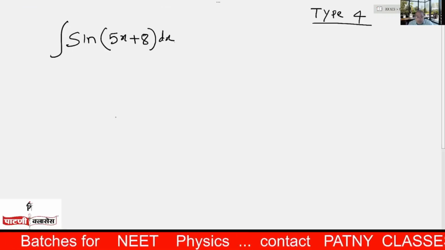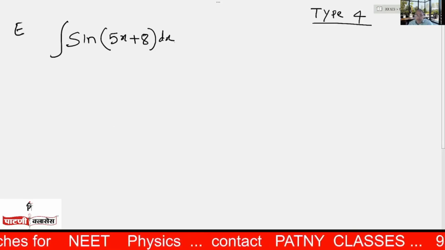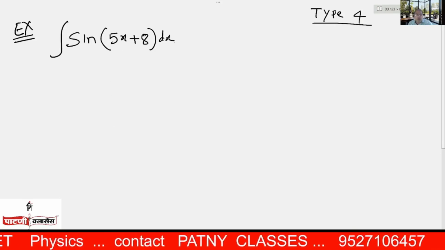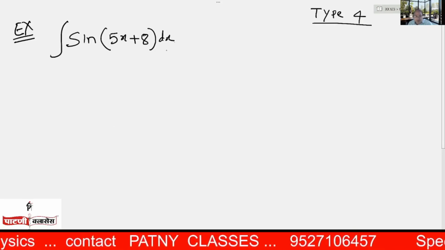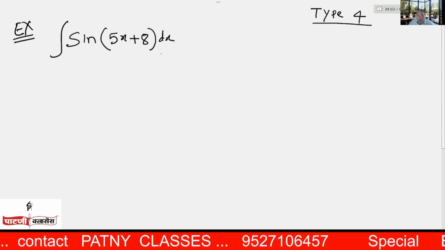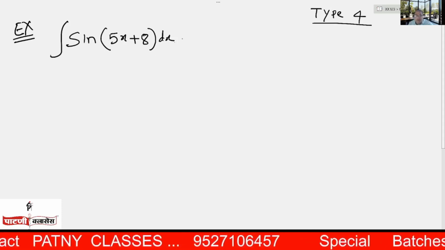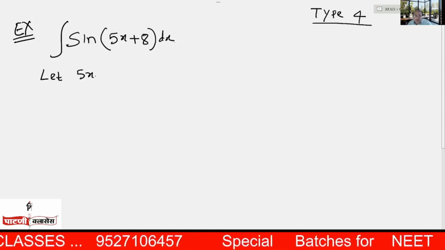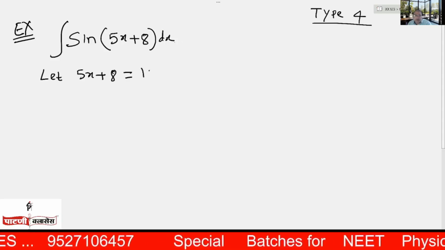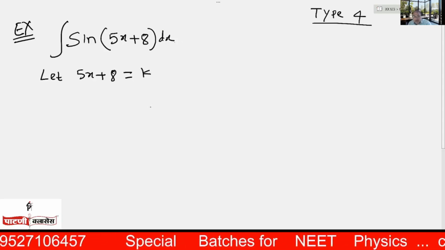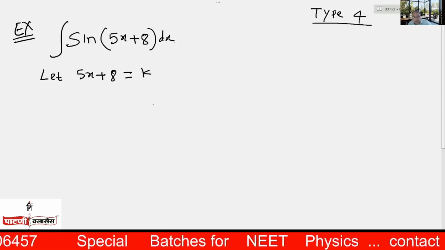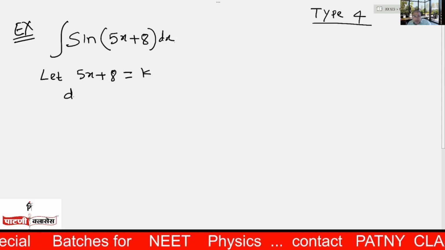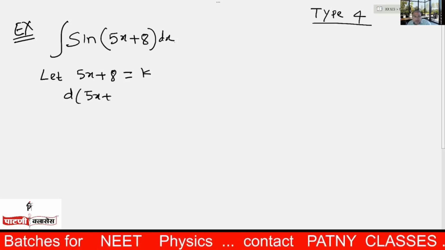Now consider another example to find integration of sine of 5x plus 8. How to read this? Sine of, because whenever the bracket is there, we read it as of. So sine of 5x plus 8 with respect to x. The steps are usual. Let 5x plus 8 equals to k, because it is not in the standard form. To convert into the standard form, I am putting 5x plus 8 equals to k. As soon as we put k, we must perform differentiation.